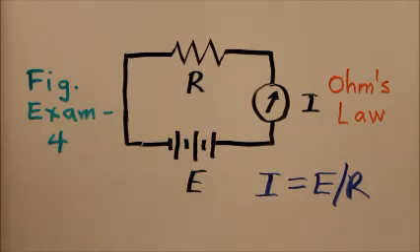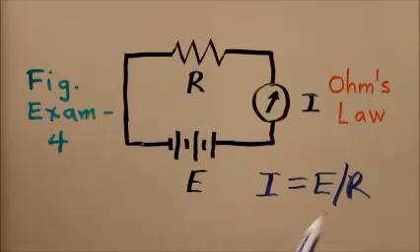How about choice B? Decrease the resistance to 1/100th of its previous value and leave the voltage the same. Well, if we make the resistance only 1/100th as great, then we make this ratio 100 times as great, assuming that E stays the same. So again, we increase the current by a factor of 100. Choice B also works.